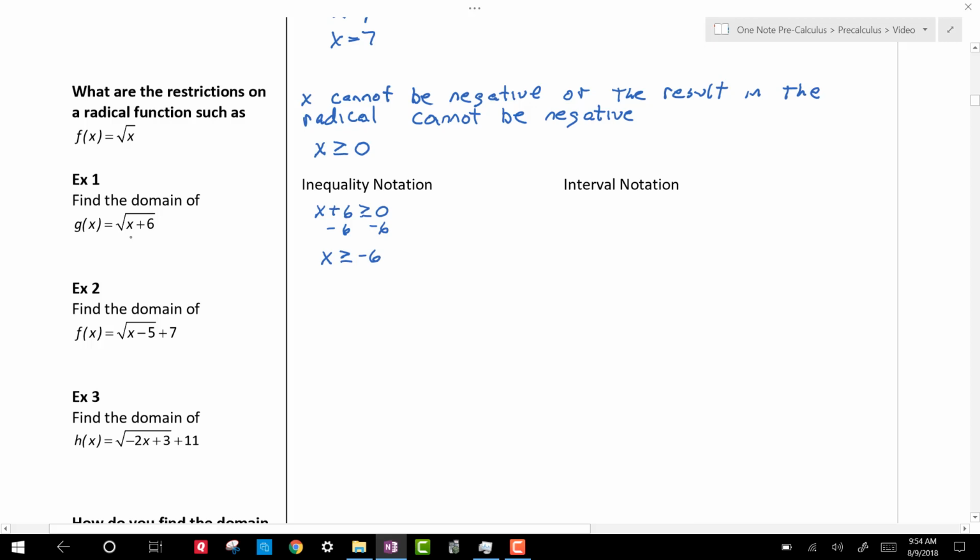All right, if I plug in a -7, I get -7 plus 6. That's the square root of -1. Now we're talking about a whole different thing here. So my domain would actually be x greater than or equal to -6. If we were going to do interval notation, we would say -6 with a bracket all the way up to infinity. Done. That was easy, wasn't it? Take a look at the next one.